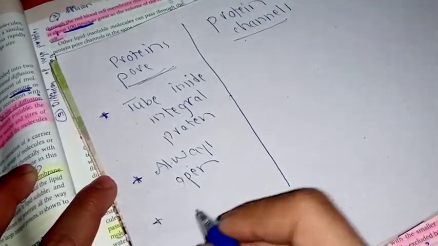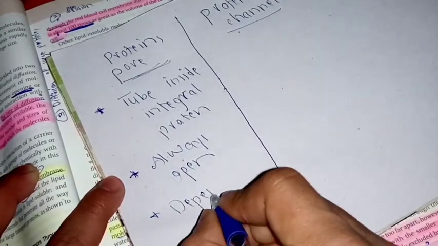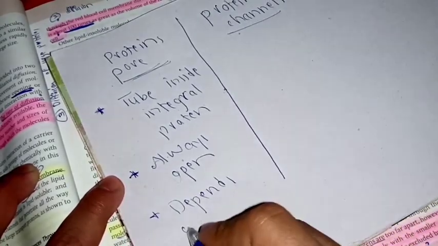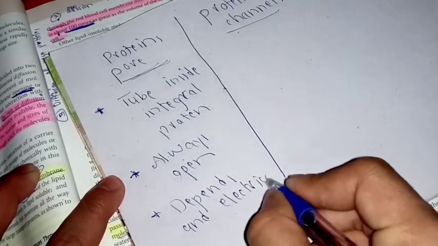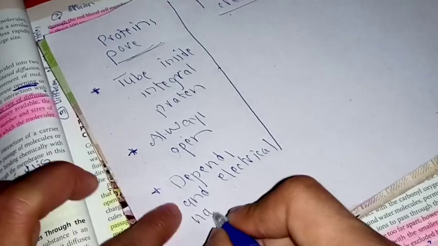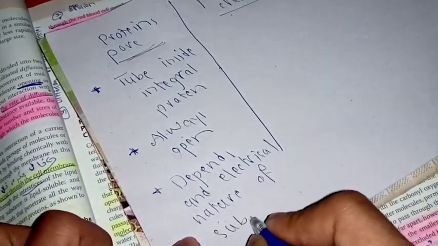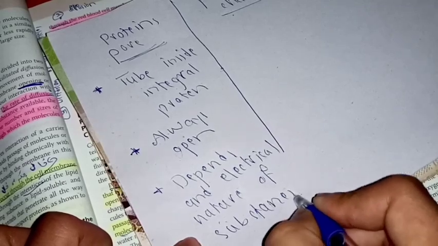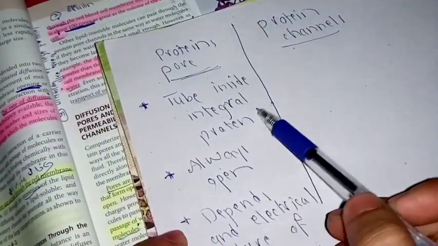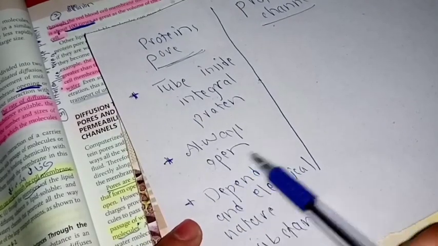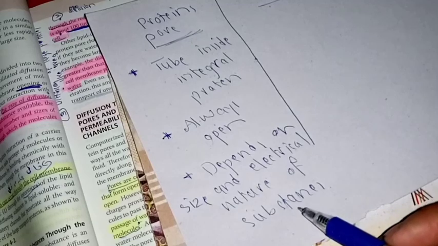They depend on the size and electrical nature of substances. First of all, these are tubes inside the integral protein. Second, they are always open. And third, they depend on size and electrical nature of substances.